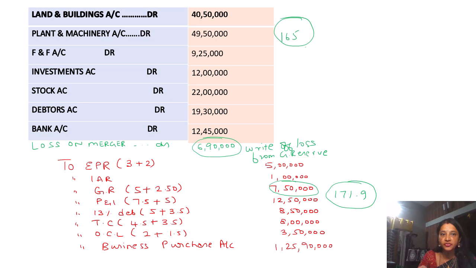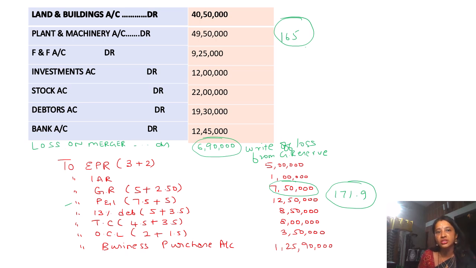If it is not sufficient, you can also utilize P&L account. But here in this problem, it is more than sufficient. You want only 6.9, but you have 7.5. So the remaining amount you keep in the general reserve, which we show in the balance sheet. How much will you transfer? You will transfer only 6 lakhs 90,000.